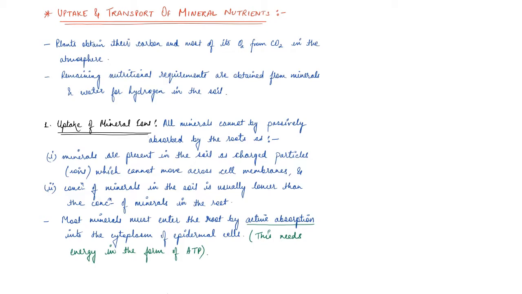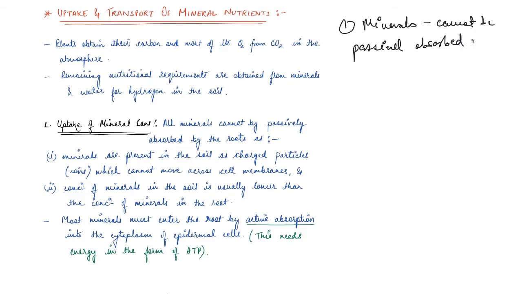Now, unlike water, minerals cannot be passively absorbed by the roots. The first point you have to remember is that minerals cannot be passively absorbed. However, in the case of water, we saw that passive absorption is possible. So there are two factors which account for this. Minerals are present in soil as charged ions, so they are not neutral. They are present as charged ions, and these charged ions cannot move across cell membranes.